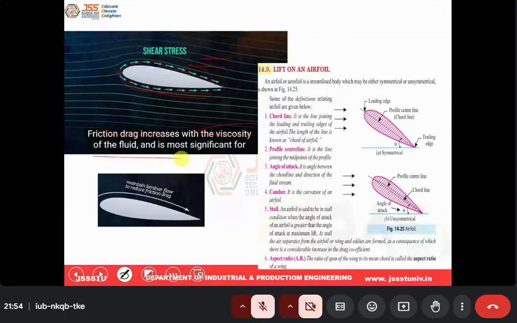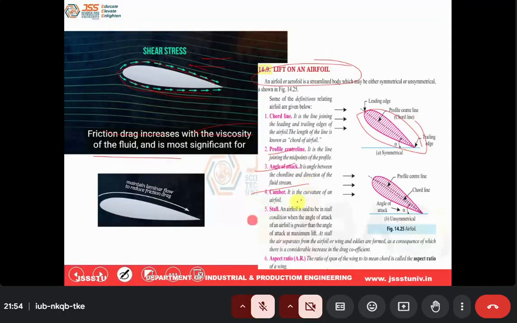Now come to the aerofoil. If you take the aerofoil, basically these many parts we are going to identify here. One is chord, one is center line, one is angle of attack, one is camber, then stall, then finally aspect ratio. This is called the profile of the aerofoil geometry. So the first one is called the leading edge. This is the trailing edge. This is called the center line.